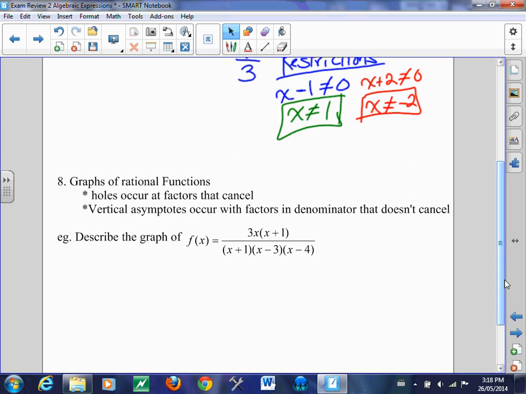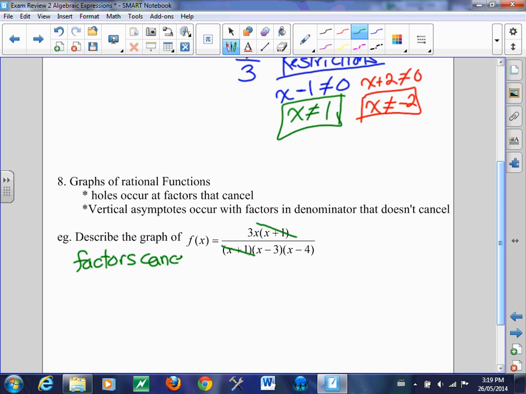All right, so here we go. Describe this graph here. Based on this example, luckily it's in simplified form. So what do I notice I can cancel here? I can cancel out those two, which is cancellation. So what does that tell us? Factors canceled. So that's x plus 1 equals 0. Solve it, so x equals -1. And because it canceled, ladies and gentlemen, that's a hole.